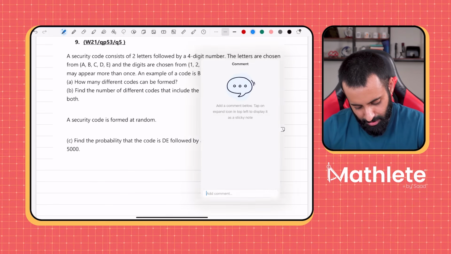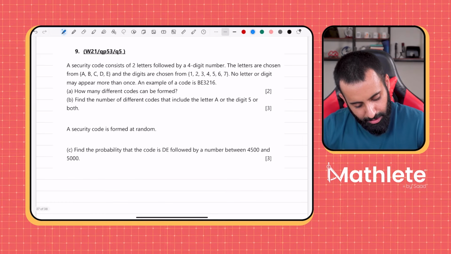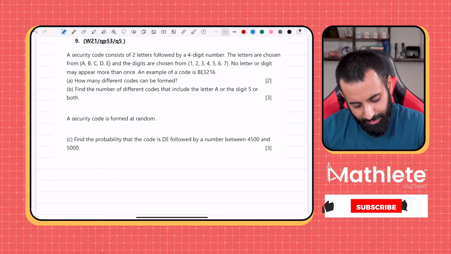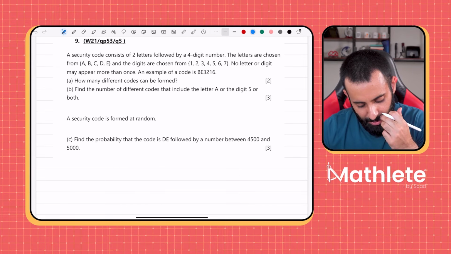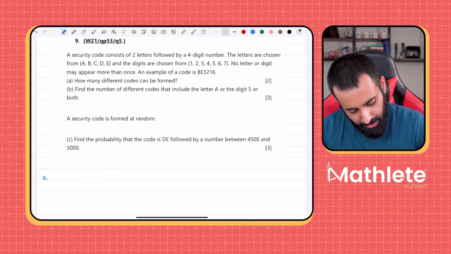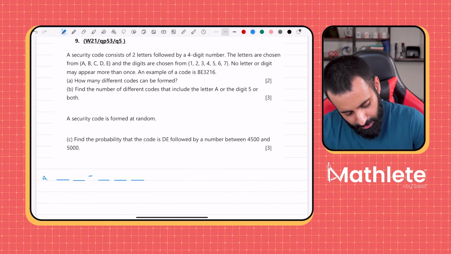Okay, I believe this is the last question. Oops, sorry. Let's see what this says. A security code consists of 2 letters followed by a 4-digit number. The letters are chosen from A, B, C, D, E. The digits are chosen from 1, 2, 3, 4, 5, 6, and 7. No letter or digit may appear more than once. An example of the code is BE 3216. Okay, so that means we got to have 2 letters first and then 4 digits. Kind of like some number plates where you have 2 letters and then you have 4 digits. Okay. Find how many different codes can be formed.